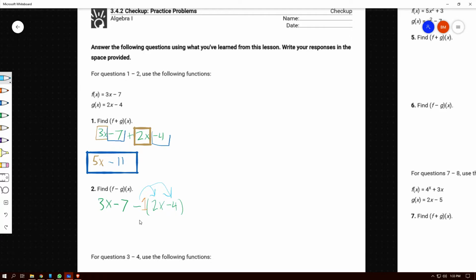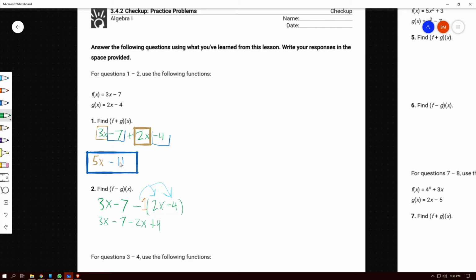So I'm going to rewrite this equation as 3x minus 7 minus 2x plus 4. Where did I get the minus 2x? Well, negative 1 times positive 2x is going to be a negative 2x. Negative 1 times a negative 4 is going to be a positive 4. Anytime we have subtraction, we're going to have to distribute a negative 1.